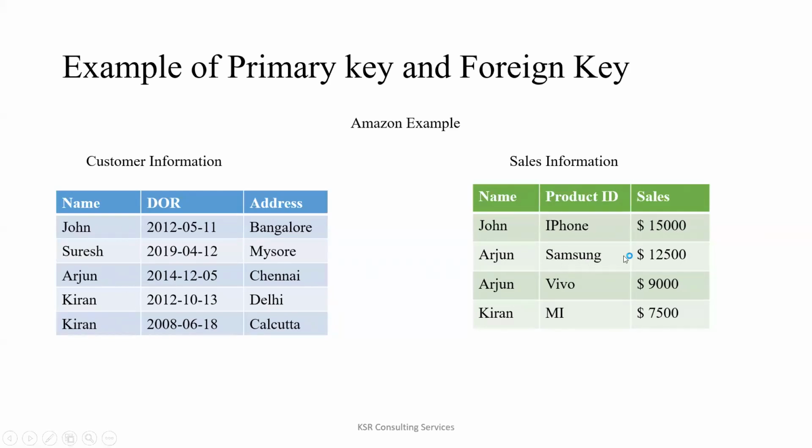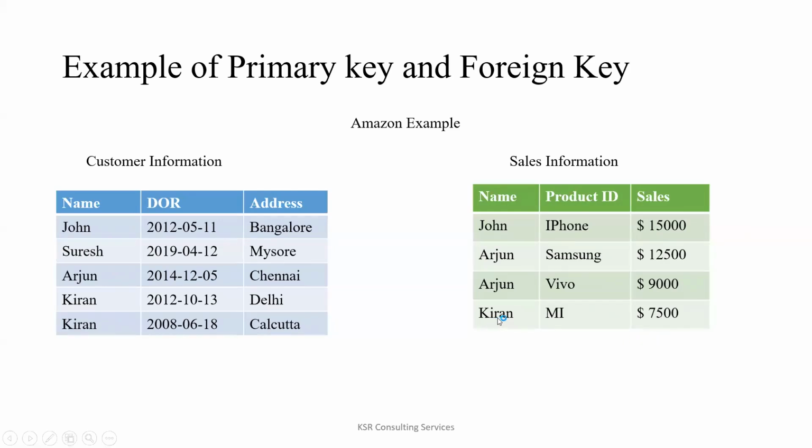Arjun from Chennai has also purchased a product, a Samsung, for $12,500. Again, the same person, Arjun, has purchased a product, Vivo, for 9,000. Now, if I come down to Kiran, Kiran has purchased a product, MI, which costs around 7,500. Now, the question here is, among these two, which Kiran purchased this product? Looking at these two tables, there are two Kirans, either Kiran from Delhi or Kiran from Calcutta, who has purchased this MI product costing 7,500.